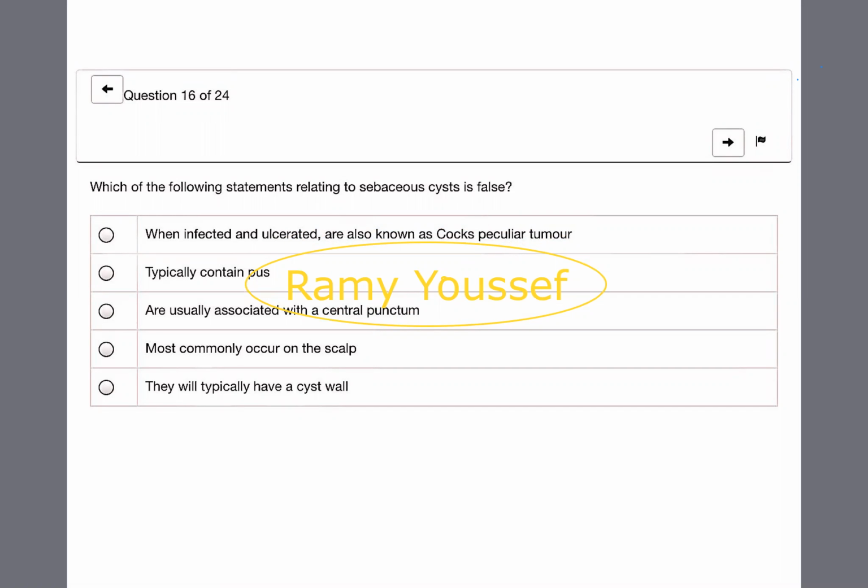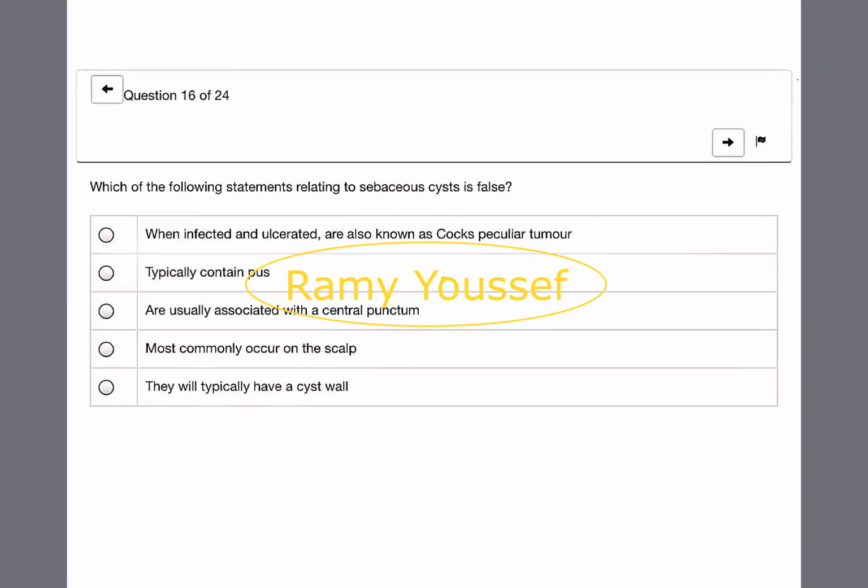Contains pus, not contain pus, B. Sebum. Exactly. Typically it is not containing pus. It's containing sebum, but when infected, the sebum starts to collect pus.